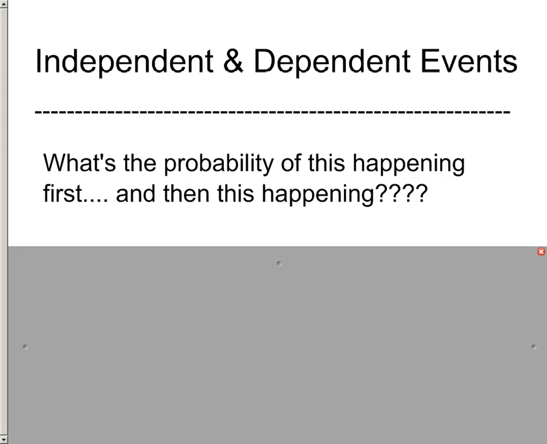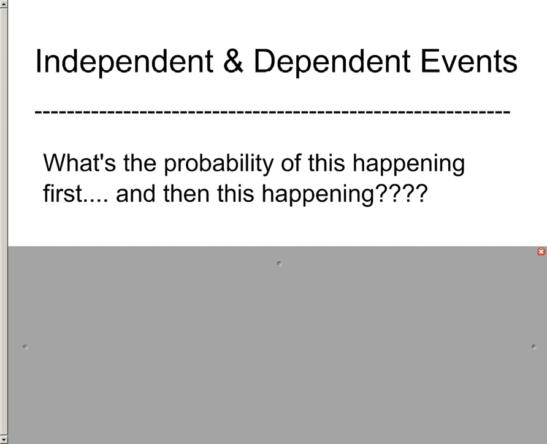We're still taking a look at probability, but this time we have to take a look at independent and dependent events and how that affects probability. Basically, we're going to start looking at situations like: what's the probability of this happening first and then this happening right after it? It's looking at the probability of multiple events and making sure that what you want to have happen happens first and what you're expecting to happen happens second. What's the probability of that occurring?